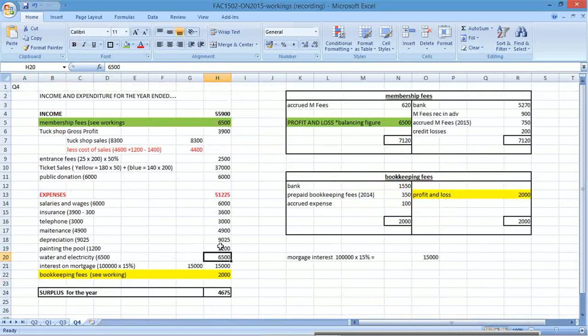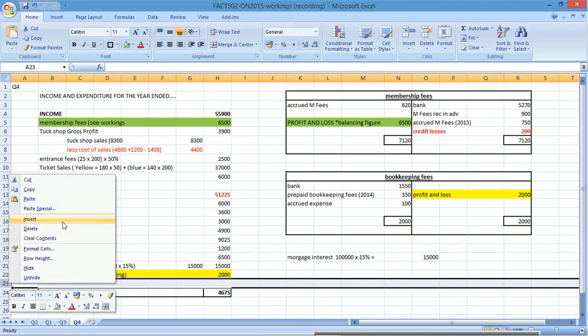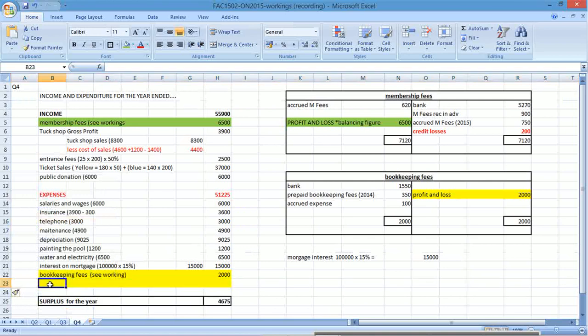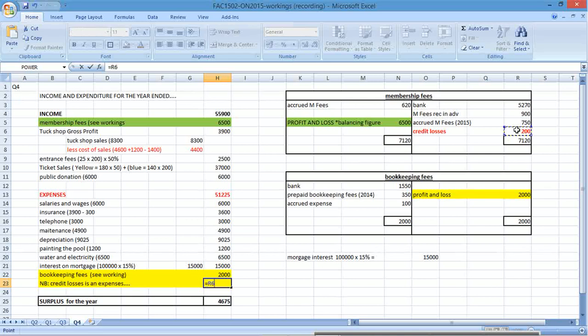Credit losses, I forgot to put that in. It's an expense. Credit losses is an expense, silly mistake. Okay, so NB, that's something to add. Credit losses is an expense. It needs to be included. Okay, so you wrote off 200. That needs to go there. So my expenses are now going to be 200 Rand more.